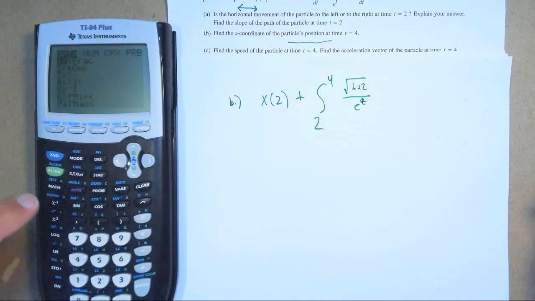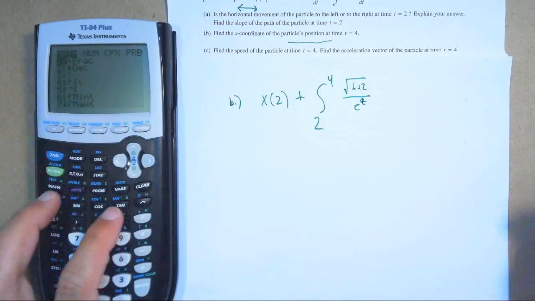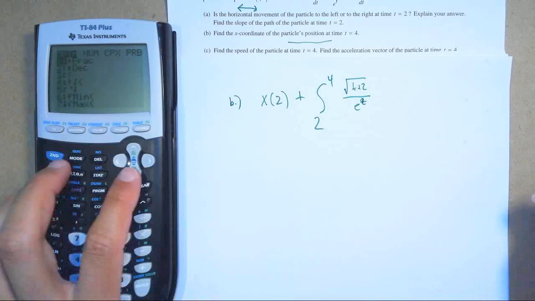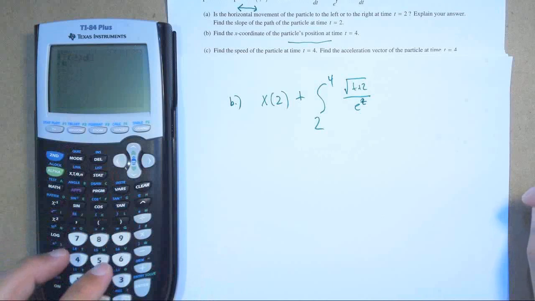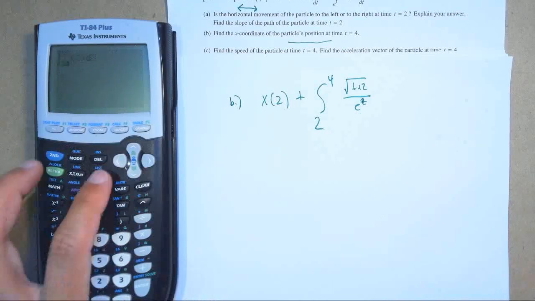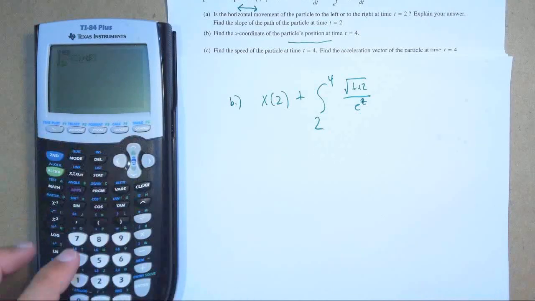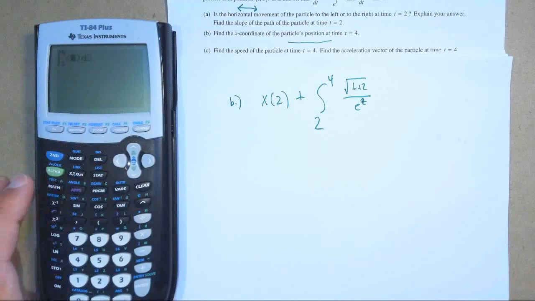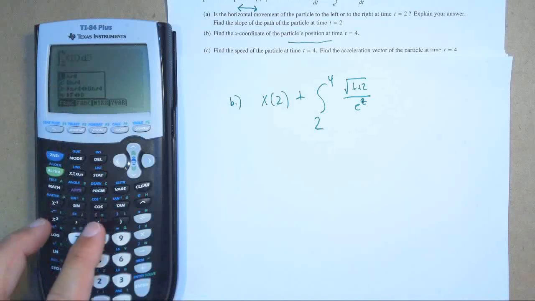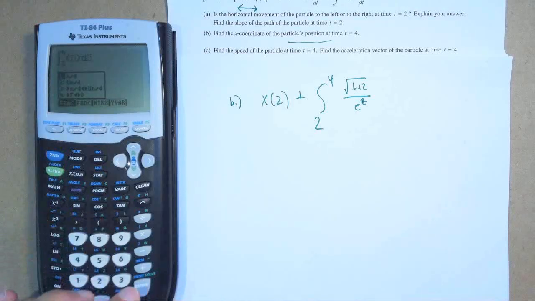Press the math button, scroll all the way down, or press number 9. What you're looking for is an integral. Then type in your function from 2, because that's my initial, to where I'm trying to find x of 4. Since we need to create a fraction, press alpha, then y equals 2, and it's going to put n over d. That's what we're looking for: numerator, denominator. Press enter and it's going to set up a fraction.